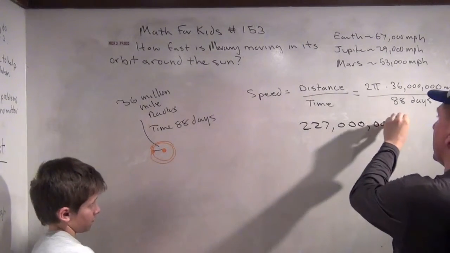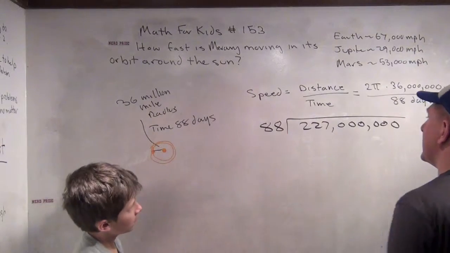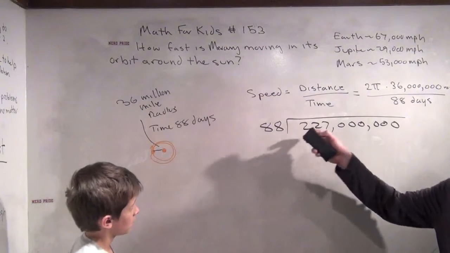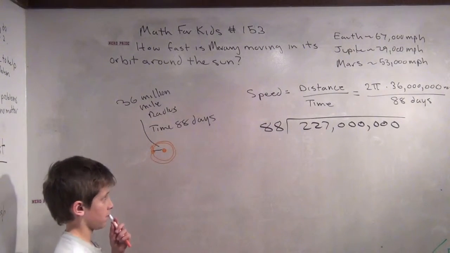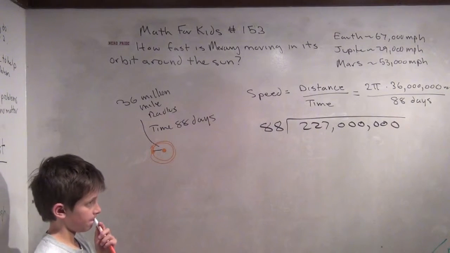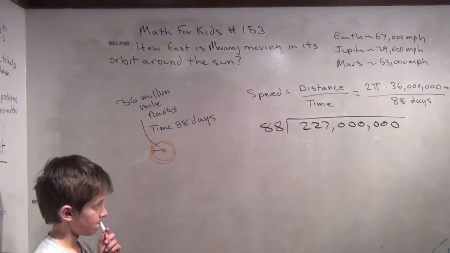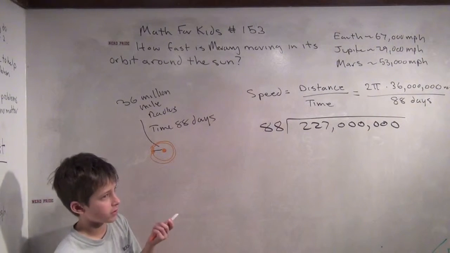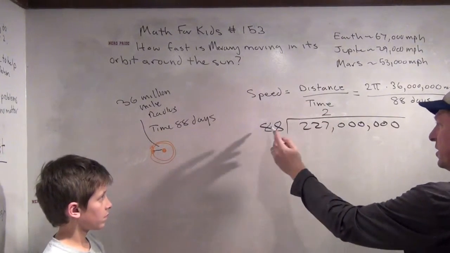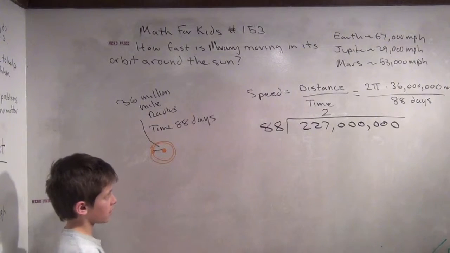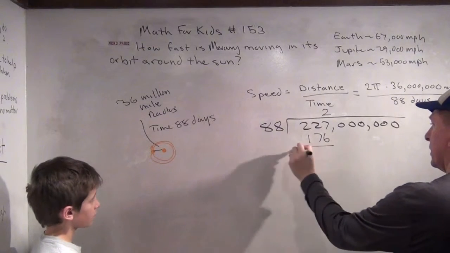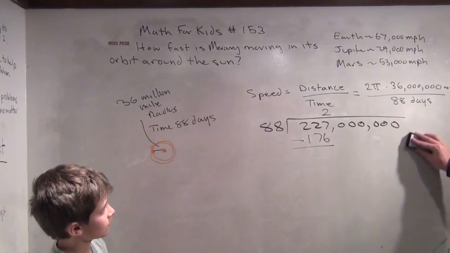And we have to divide this by 88 days. We're going to find out how many miles Mercury goes per day. So 88 into 227. What would you guess for that? How about, let's try 3. What's 3 times 80? It's 240. That's already too big. So 2. What's 2 times 88? 176. Okay, great.